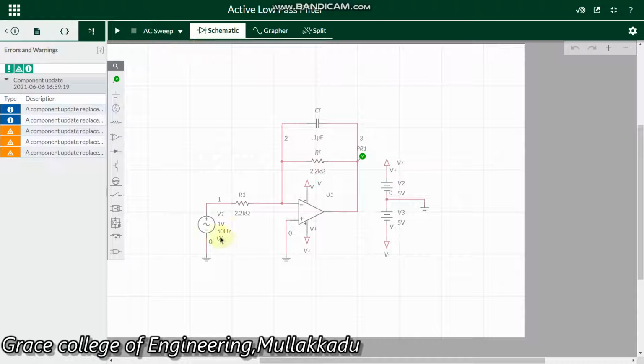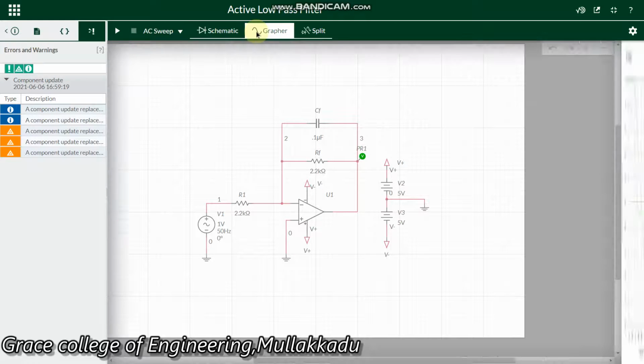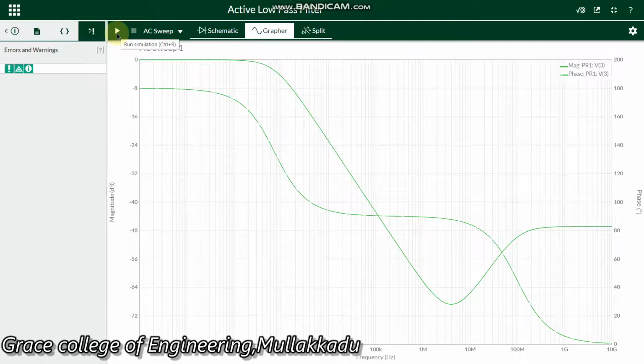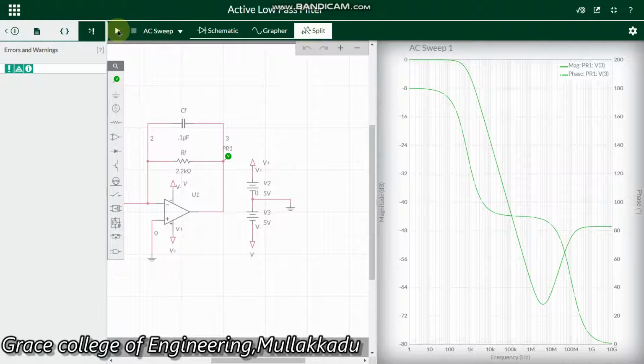Now we have to just give a sine wave with some voltage, so that we can vary the frequency and obtain the magnitude as well as phase value in the Bode plot. For that we have to just click the AC sweep, and we can get the AC sweep characteristics in the graph. See, this is the graph. The solid line is the magnitude and the dotted line is the phase which we obtained in the active low pass filter.